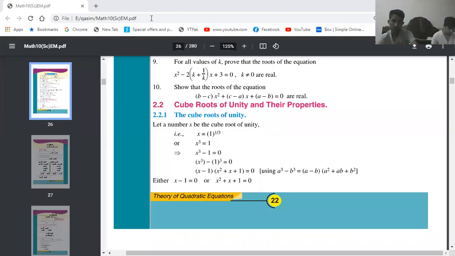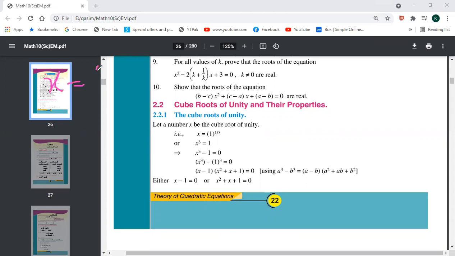Now in this lecture, we will discuss the cube root of unity. So what is the cube root of unity and its properties? Generally, x equals 1 upon 1 into 1 upon 3. So basically it's the cube root of unity.